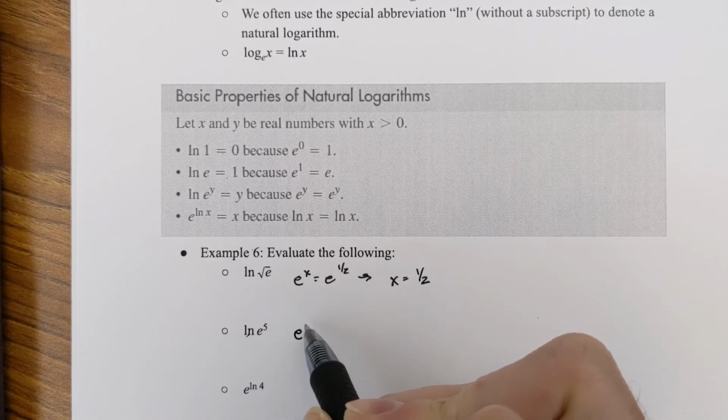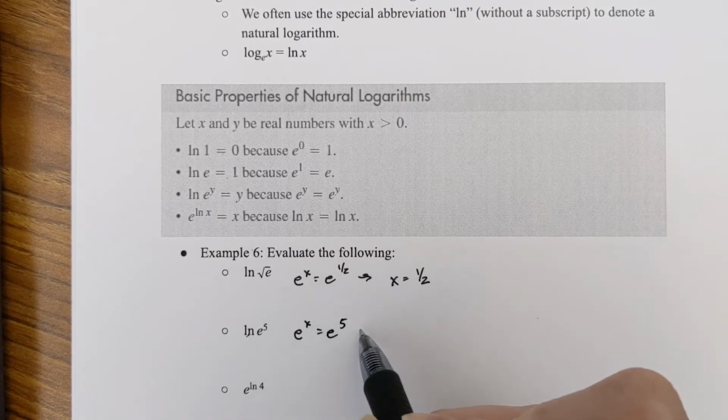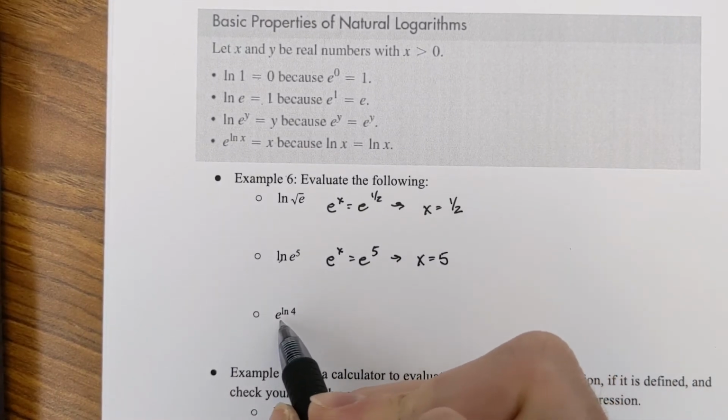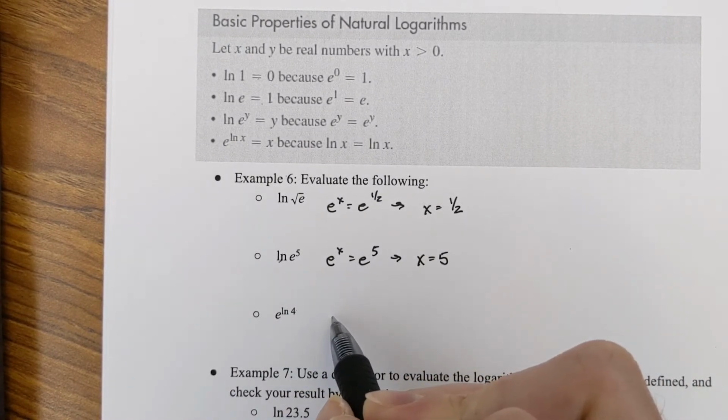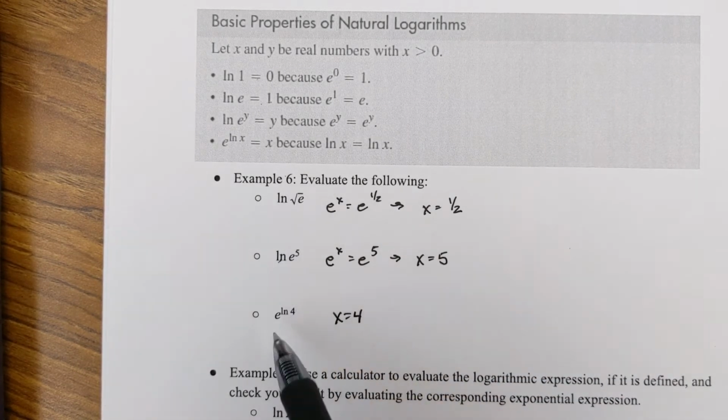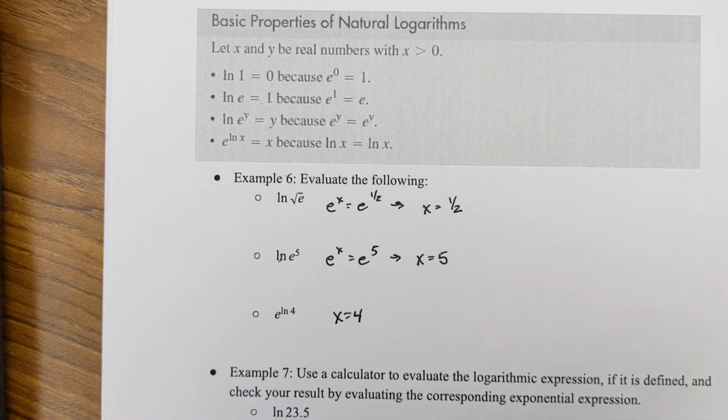Here, this is saying e to what power is e to the fifth? Well, 5. And then this, e to the ln of x, is just always equal to x, so this is just equal to 4. And your calculator will handle all of these because your calculator has a natural log button.